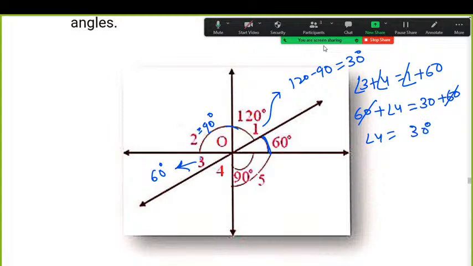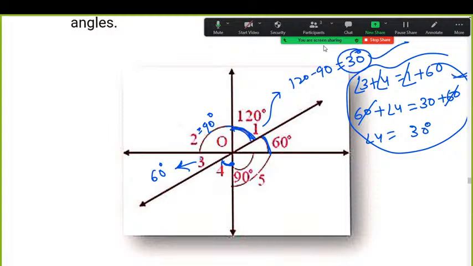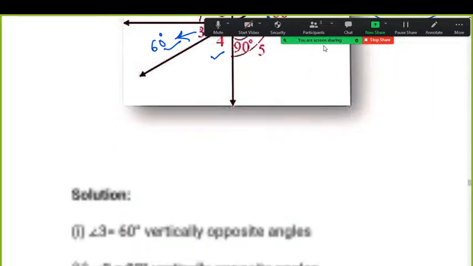Got it? You can directly figure it out without doing all these things because these are also vertically opposite. That's why you can directly tell 30. Or you use this approach, but using vertically opposite is much easier. We have used the vertically opposite angle approach to figure out 4, to figure out 3, similarly to figure out 2 because 5 is given to be 90. Similarly, all of these can be obtained.